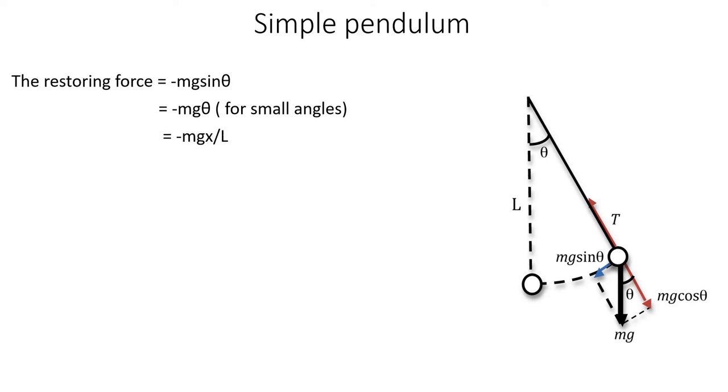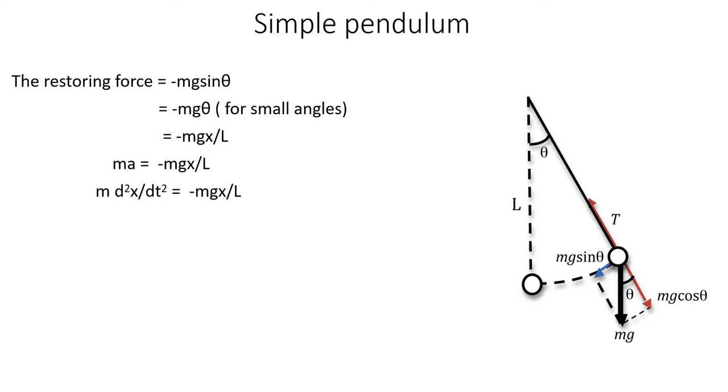Arc length divided by radius: arc length stands for the displacement and radius is equal to the length of the pendulum. So we can write it as minus mg into x by L. Now, using Newton's second law, force equals mass into acceleration, which is equal to minus mg into x by L.